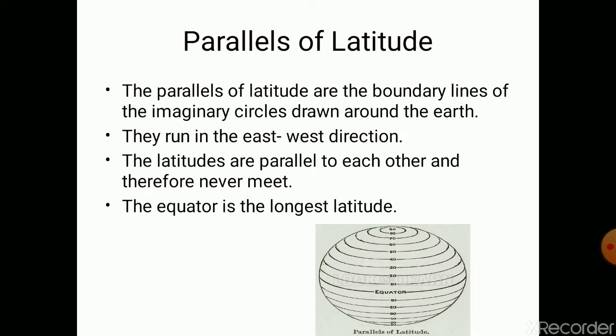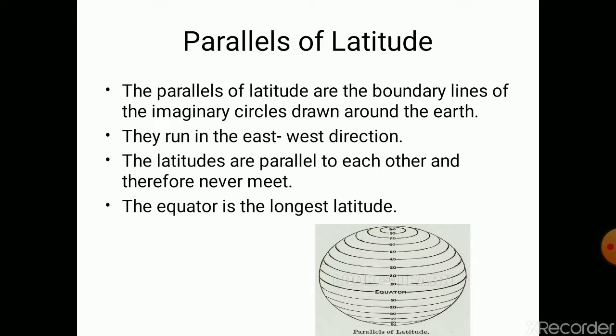Do you know which is the longest latitude? Equator is the longest latitude. And the equator divides the earth into two hemispheres, northern and southern hemisphere. Equator is the imaginary line drawn in the middle of the earth and lies halfway between the two poles.